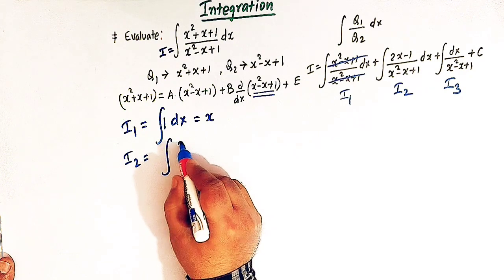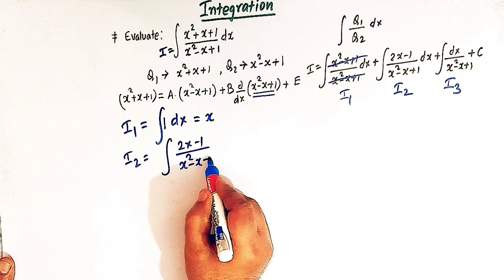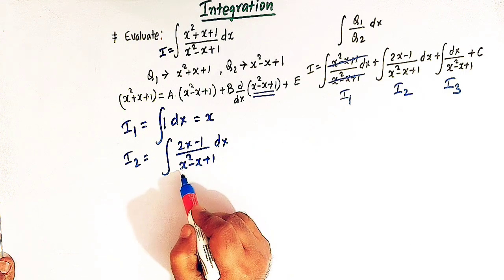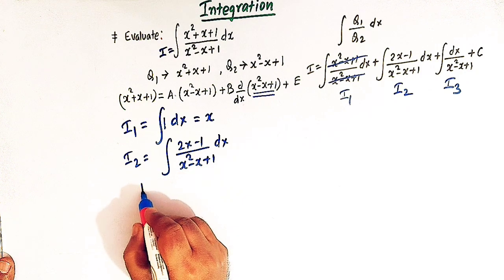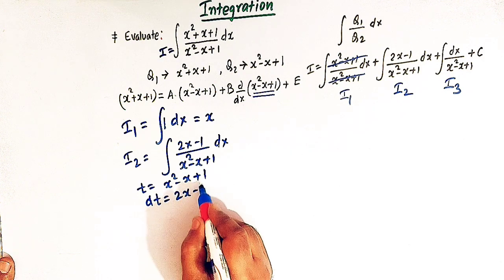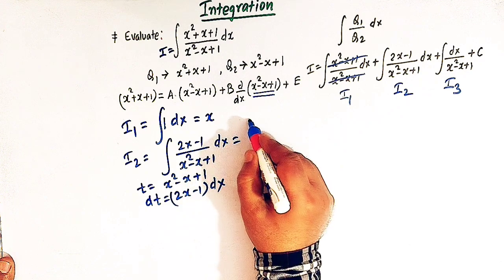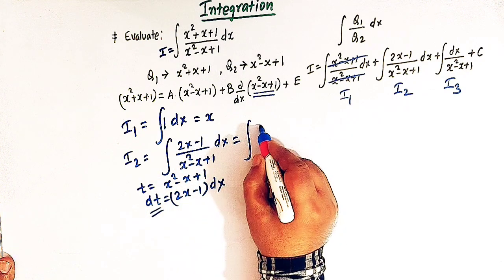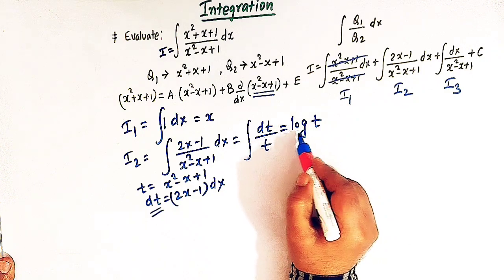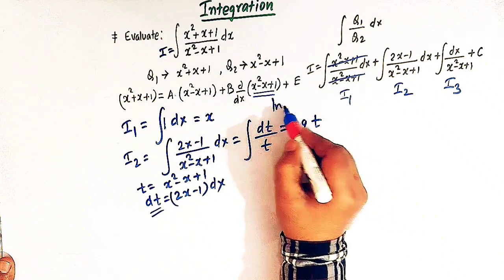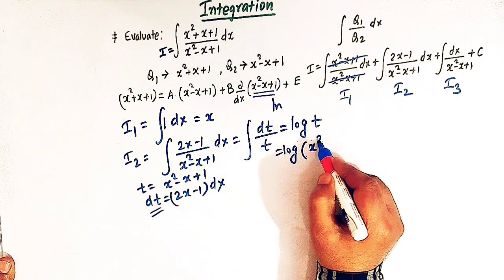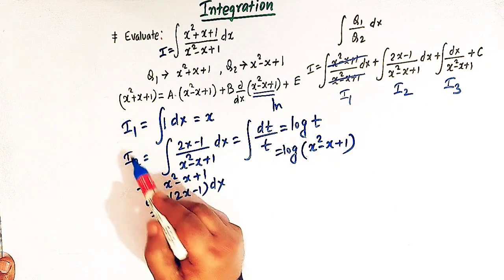So I2 is integral of 2x minus 1 over x square minus x plus 1 dx. So we can solve it by method of substitution, because the derivative of the denominator occurs in the numerator. So we have t is equal to x square minus x plus 1. So dt is 2x minus 1 dx, right? So we have here 2x minus 1 dx is equal to dt, and here we have 1 over t. This is a log of t, right? So here we are using the notation log for the natural log, that is ln, right? So we have log of x square minus x plus 1, taking t is equal to x square minus x plus 1, right? So we have I1 and I2.